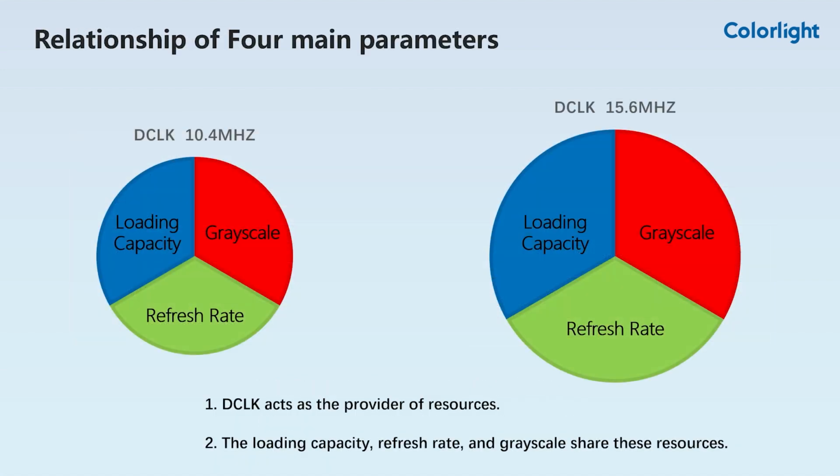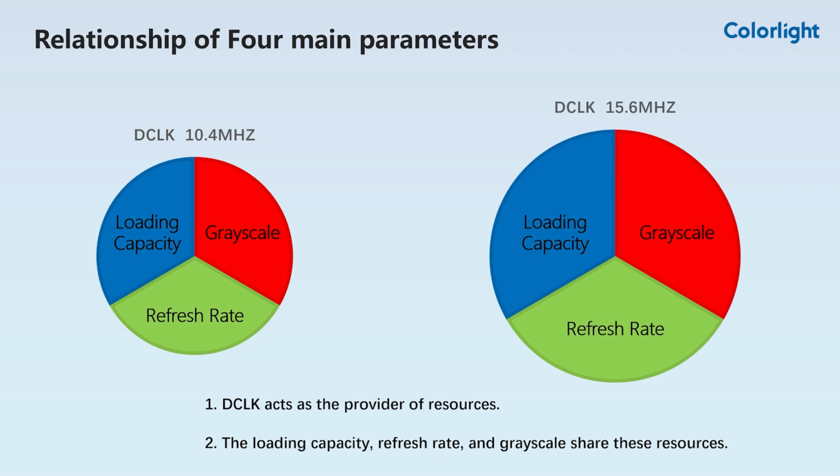Our ultimate goal in adjusting the parameters is to ensure that the LED screen can work properly and stably. For normal chips, the 4 main parameters are loading capacity of the cabinet, refresh rate, grayscale, and DCLK. It can be easily understood as follows.